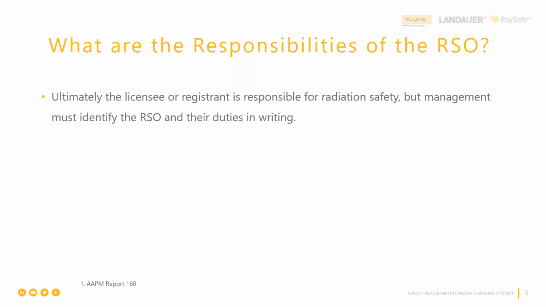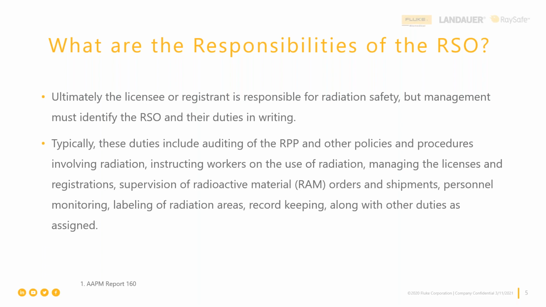They have to identify the RSO and establish their duties in writing. But when push comes to shove and an inspector comes by and gives them a violation or citation, who owns that? It's always the licensee or registrant. Maybe the RSO is found to not be doing all aspects of their job, but ultimately the licensee is going to be paying the fine for that, unless the RSO is negligent, obviously.